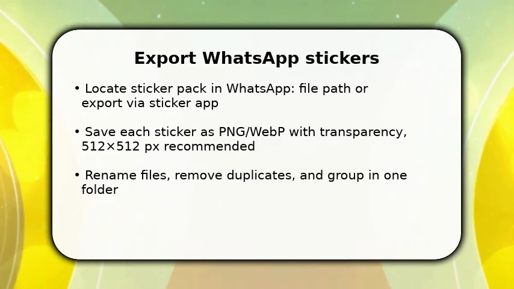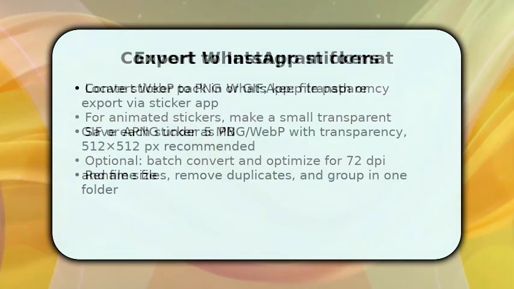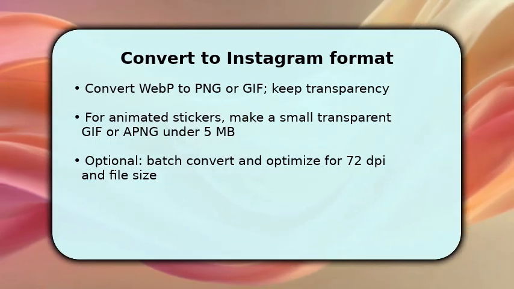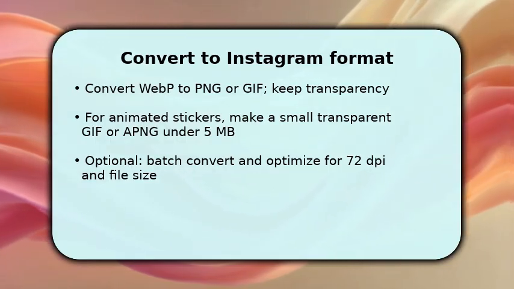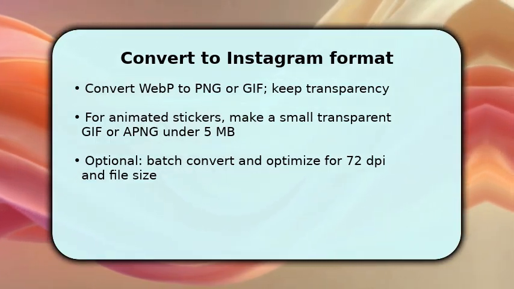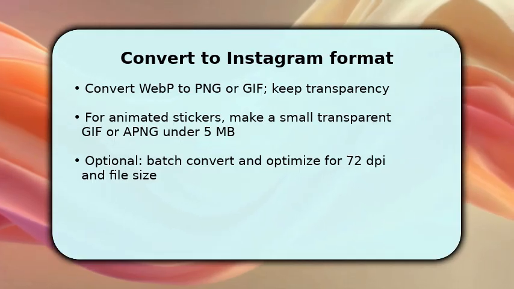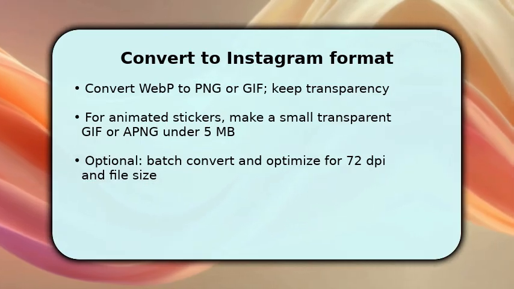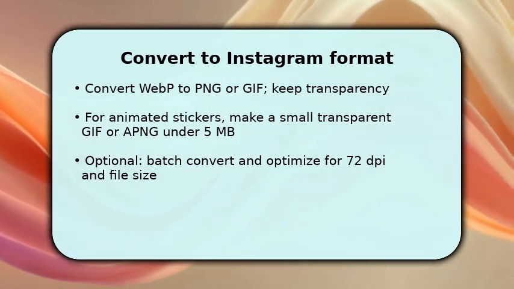Now you convert the exported files into an Instagram-friendly format. If the sticker is static, convert WebP to PNG with transparency. If animated, render a small transparent GIF or APNG and optimize it under about 5 MB. Once converted, batch resize and save at 72 dpi so the image loads fast.